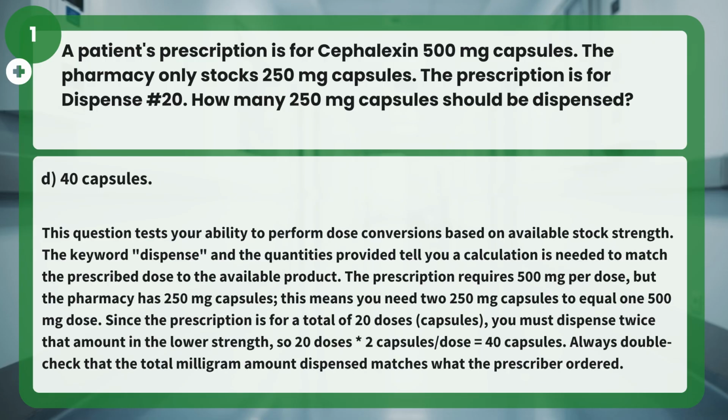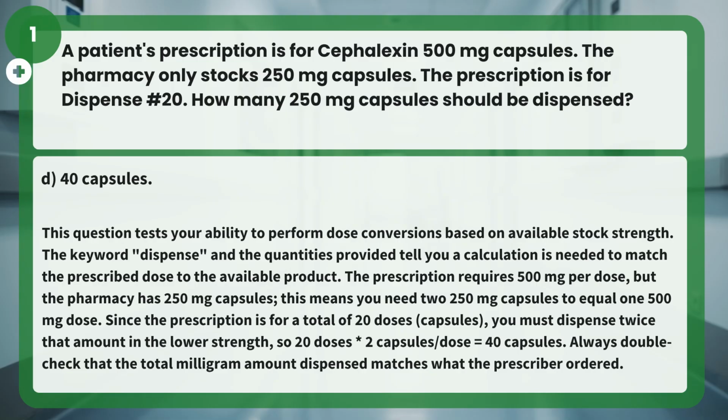Answer: D. 40 capsules. This question tests your ability to perform dose conversions based on available stock strength. The keyword dispense and the quantities provided tell you a calculation is needed to match the prescribed dose to the available product. The prescription requires 500 mg per dose, but the pharmacy has 250 mg capsules. This means you need two 250 mg capsules to equal one 500 mg dose.